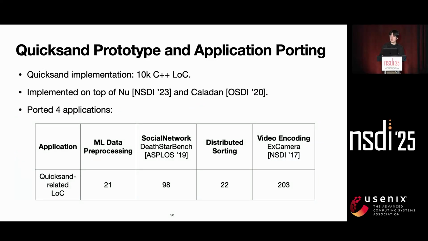We implemented Quicksand in about 10,000 lines of code on top of Nu and Caladan. We ported 4 applications to use our Quicksand libraries, including batch processing and latency critical workloads. We found that applications only need to modify a few lines of code to adopt Quicksand, and that hybrid proclets are only needed in the sorting workload.